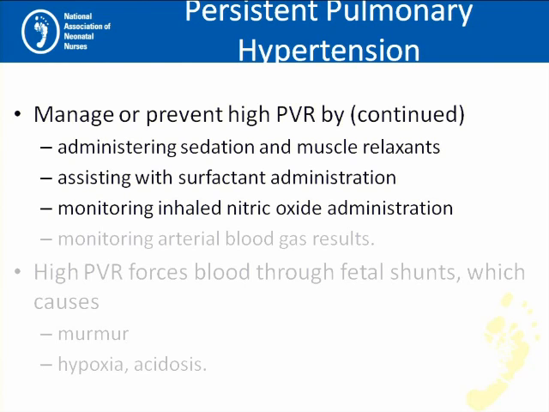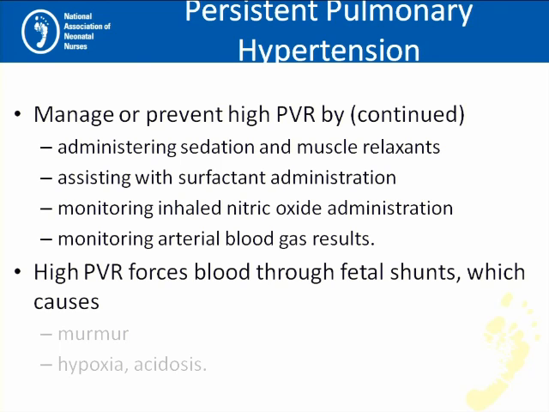The starting dose is usually between 10 to 20 parts per million. Then the infant is immediately weaned to the lowest possible effective dose. Doses over 20 parts per million have not been shown to be therapeutic and increase risk of toxicity. We also manage PVR or high PVR by measuring blood gas in arterial lines.